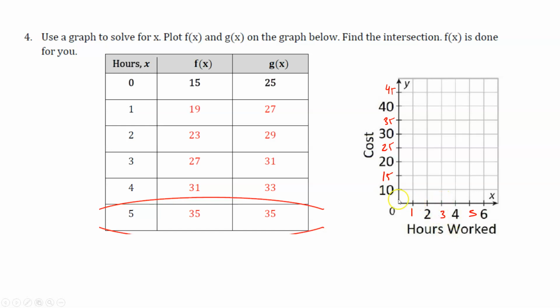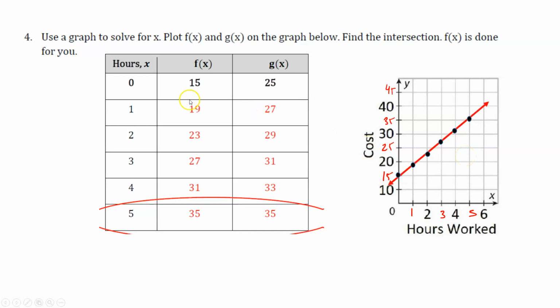Unpause, that would be 1, so that would be 0, 15, 1, 19, 2, 23, and these are guesstimations, right? 3, 27, 4, 31, and 5, 35. And they drew their line.